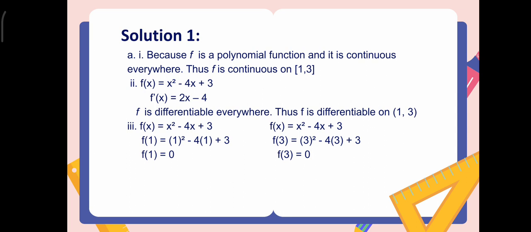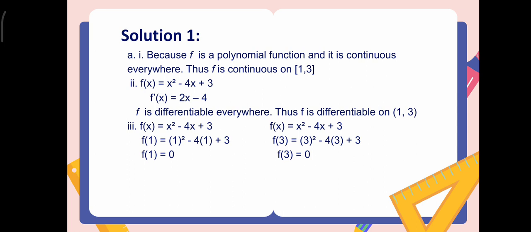Alright, let's have the b. b is equal to 3. We have f of x is equal to x squared minus 4x plus 3. We substitute the value of 3. So we have f of 3 is equal to 3 squared minus 4 times 3 plus 3, which is equal to 0. So the third condition is satisfied.